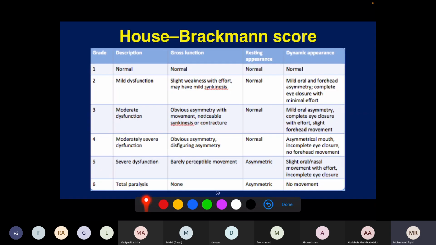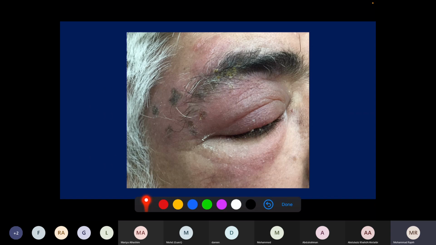Again, for the sake of time, some oculoplasticians like this score. Okay. Herpes zoster also is common. You have to know the medication. You have to know Hutchinson sign. Don't forget to ask to examine the eye itself, ruling out conjunctivitis and keratitis.